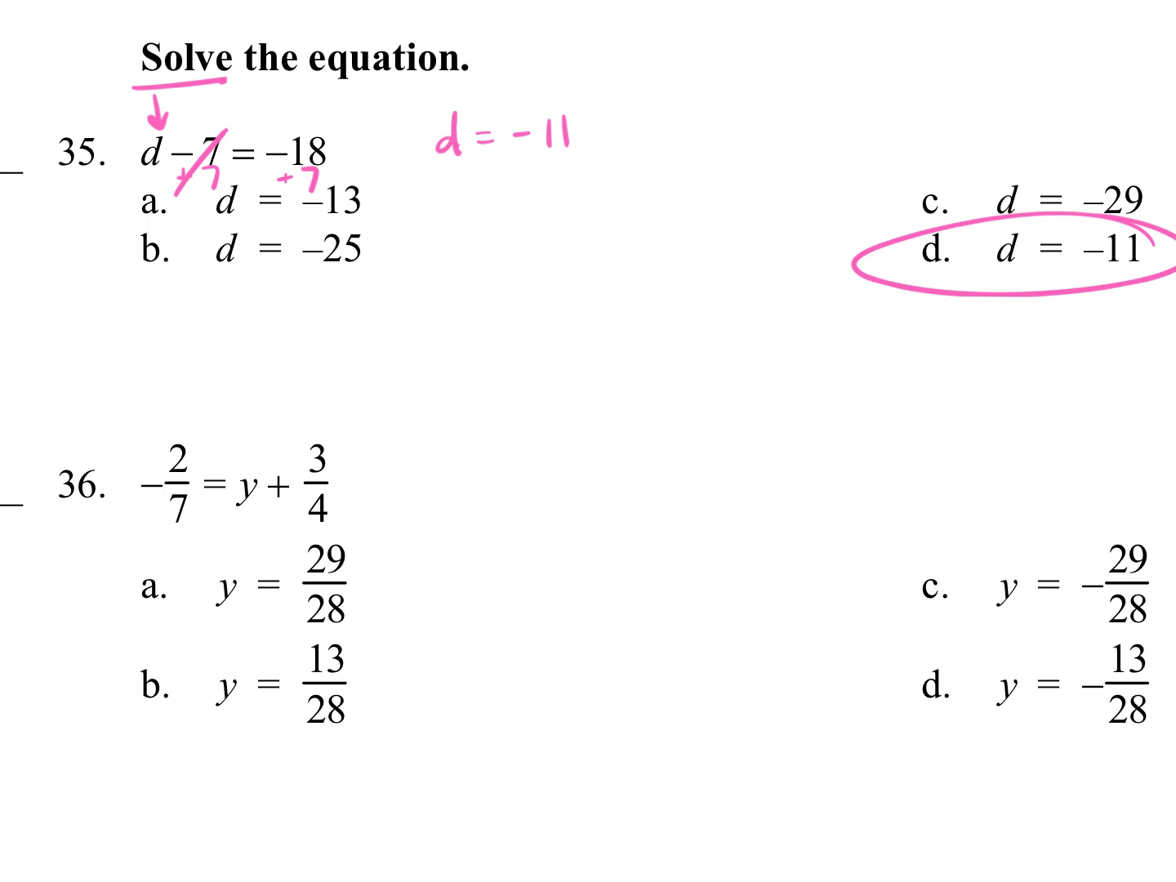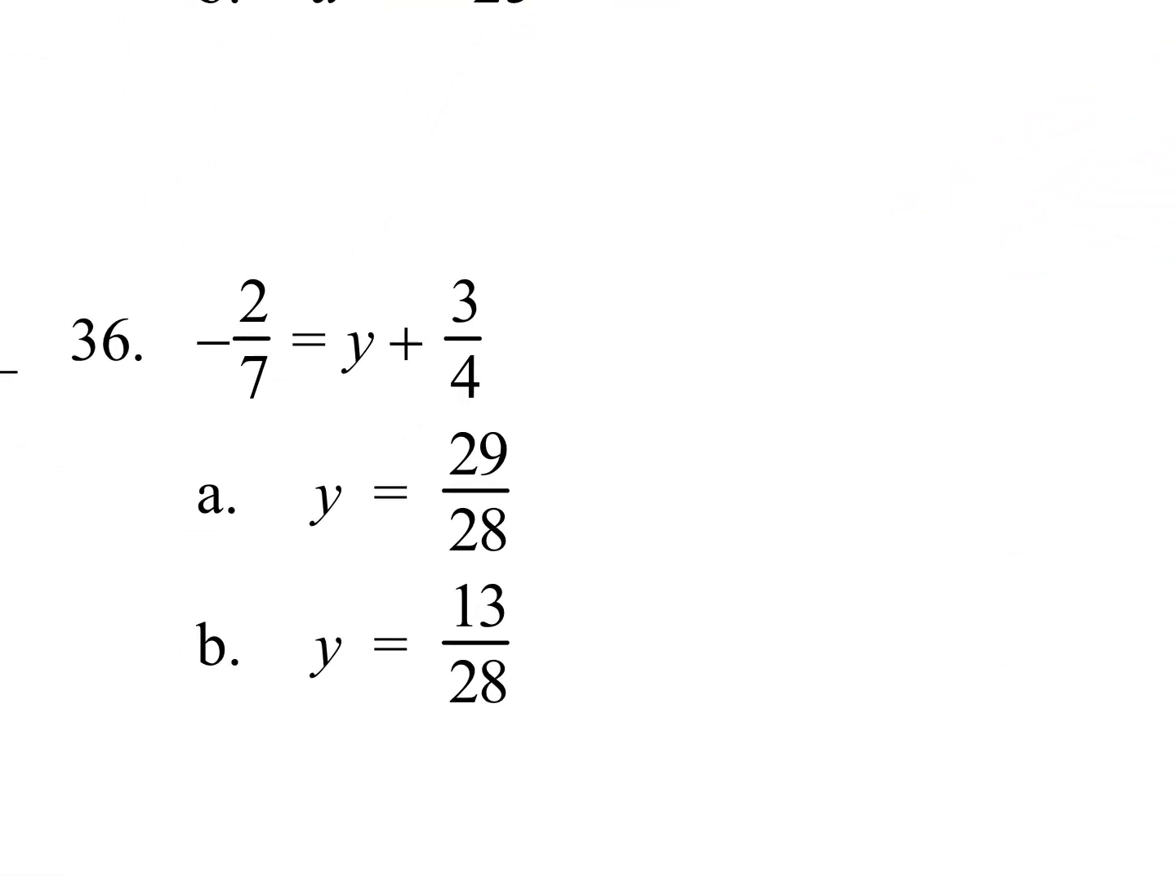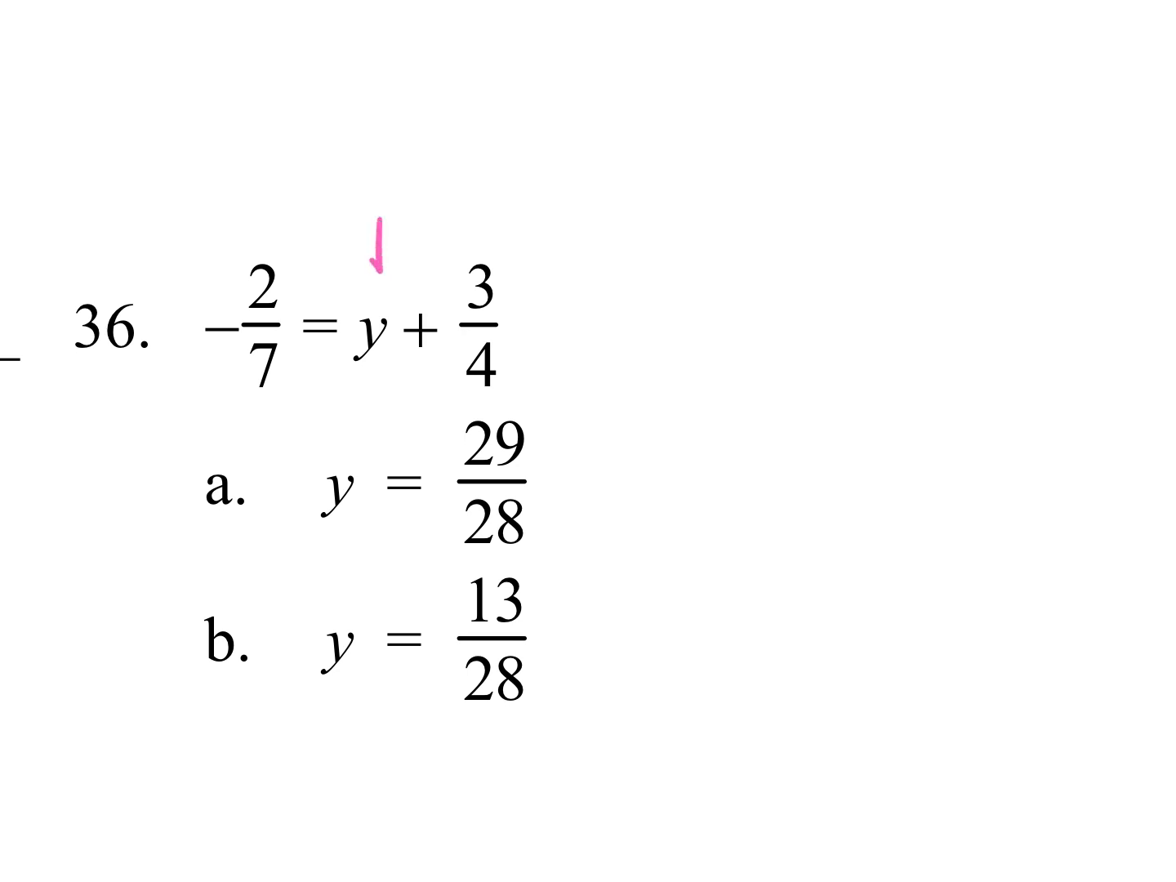All right, let's look at 36. Here we're doing the same thing. We need to get y all by itself. So what would I need to do? Minus 3/4 to move it to the other side. Since 3/4 is being added to the y, we do the opposite and subtract to move it. So I have y is equal to negative 2 over 7 minus 3/4.